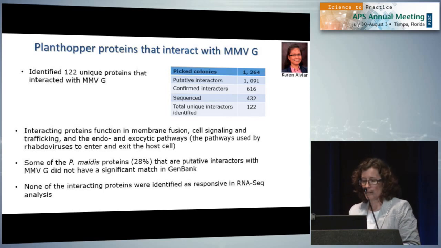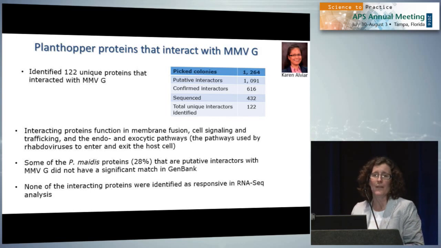This is work by a former postdoc in the lab, Karen Alvear, who did an intensive screen, and the end result is that we identified 122 unique proteins that interacted with MMVG. I think this was a surprising result. It's a really large number of protein interactions to pull out, so you might think that of course some of these are probably not true interactors. The goal is to sift through and find out which are the true interactors that are binding.